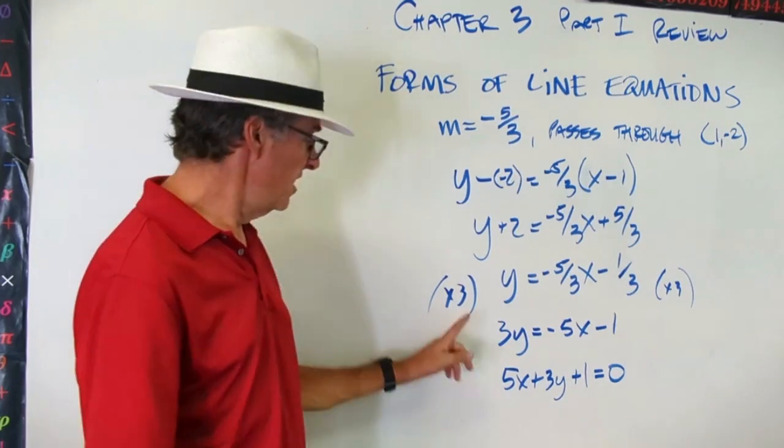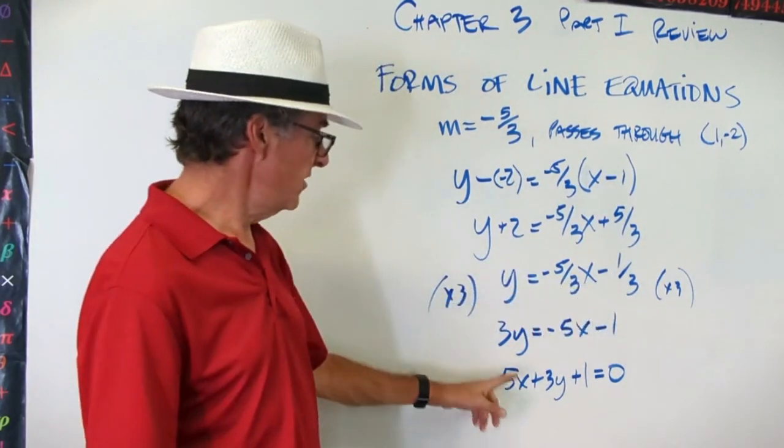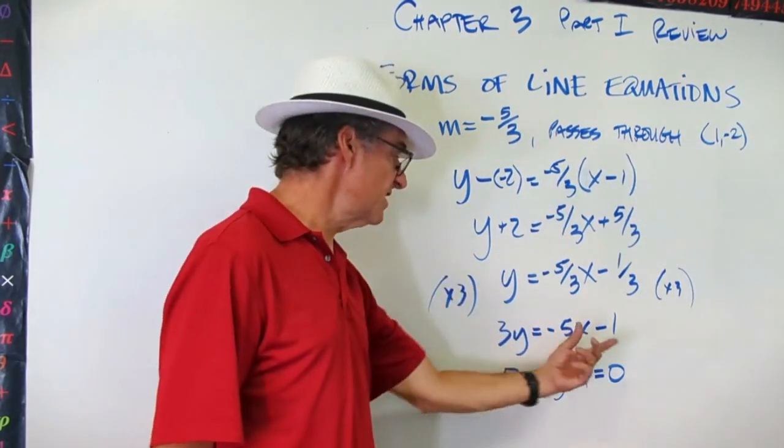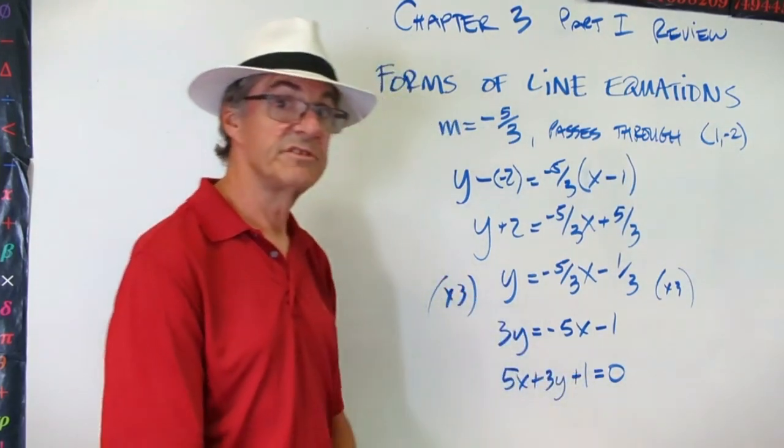Let's see how you did. I multiplied both sides by 3 to get rid of my thirds, so I ended up with 3y equals minus 5x minus 1, and then I wanted to keep my x positive, so I moved all these over. 5x plus 3y plus 1 equals 0.